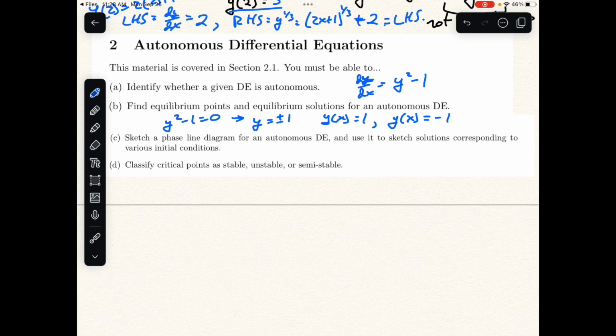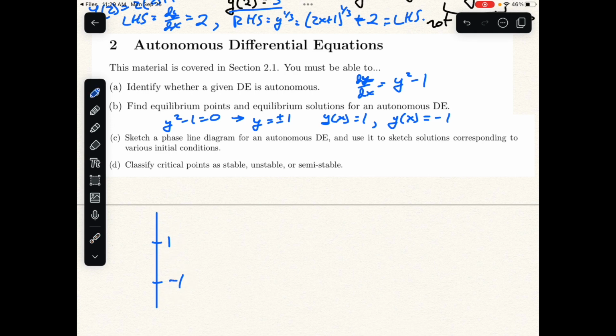You should be able to sketch phase line diagrams. So with phase line diagrams, you basically sketch the y-axis and then you put all your critical points on there. Then you figure out if your derivative dy dx is going to be positive or negative on all of the intervals broken up by your equilibrium points, right?